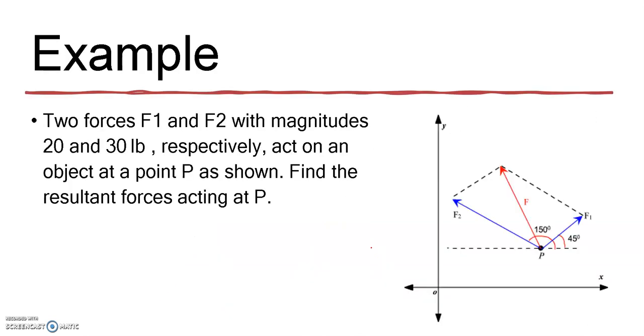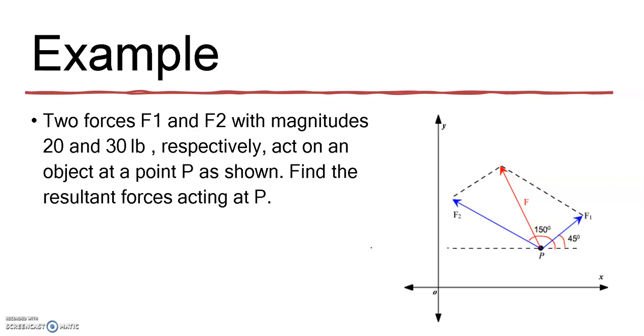Okay, so this was the example that I left you during the previous video. Two forces F1 and F2 with magnitudes 20 pounds and 30 pounds respectively act on an object at a point P as shown. Find the resultant force acting at P.